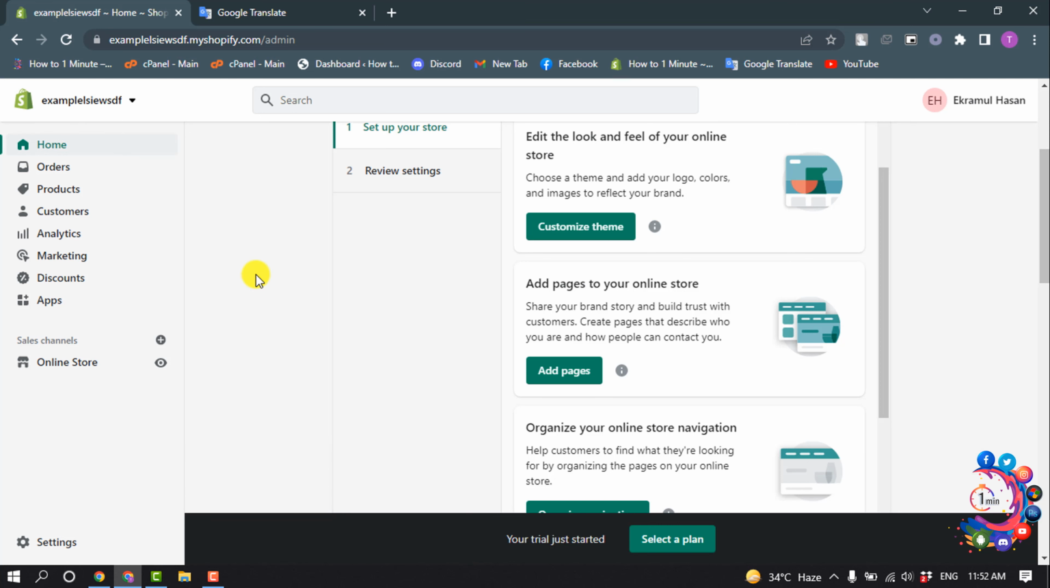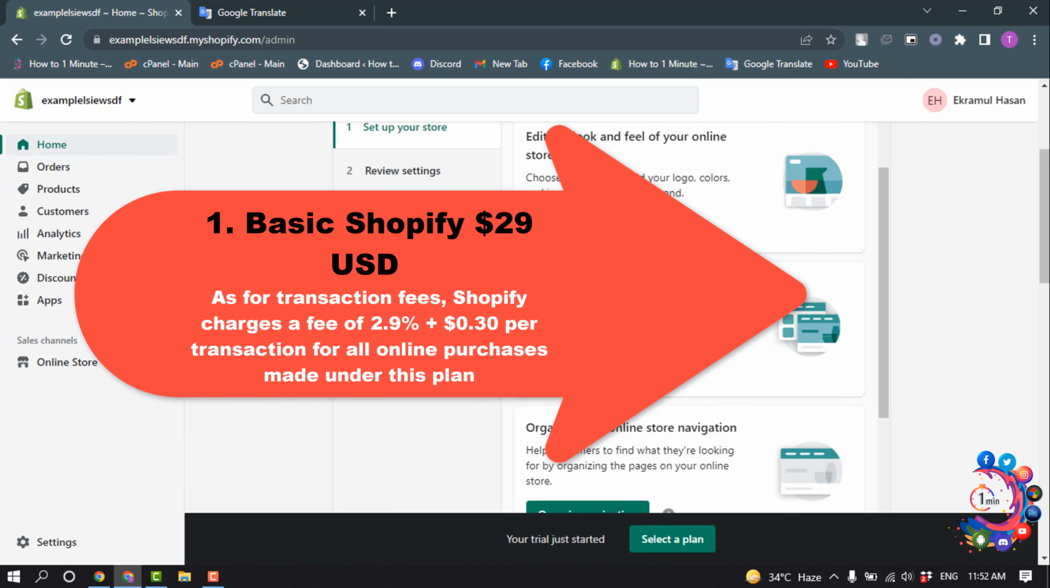There are a total of 3 plans available on Shopify and each plan takes different charges. If you select the Basic plan for $29, as for transaction fees, Shopify charges a fee of 2.9% plus 30 cents per transaction for all online purchases made under this plan.